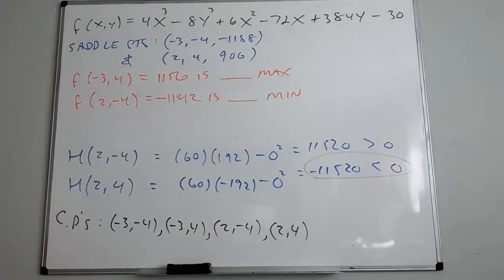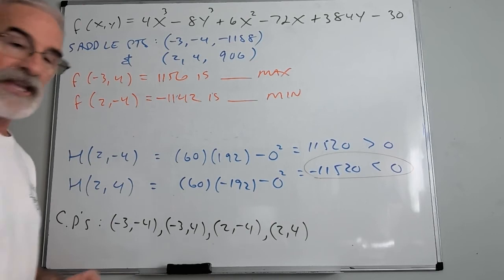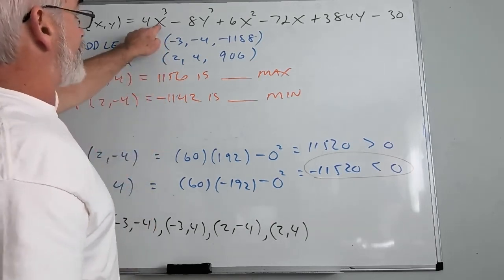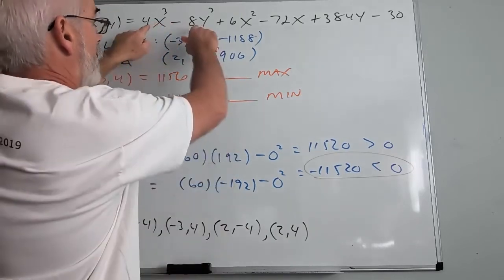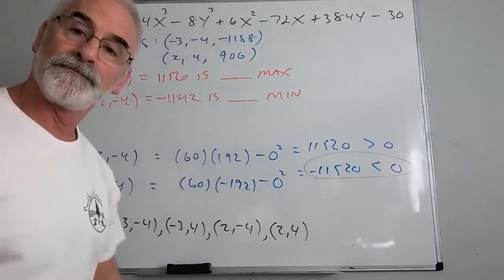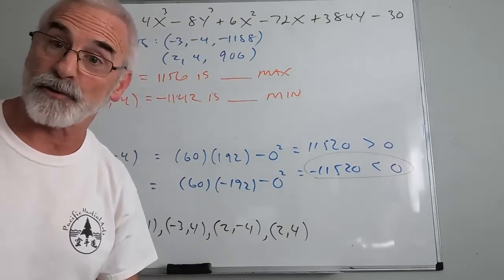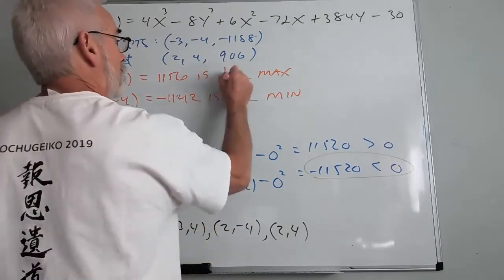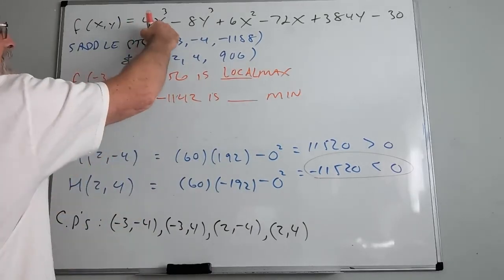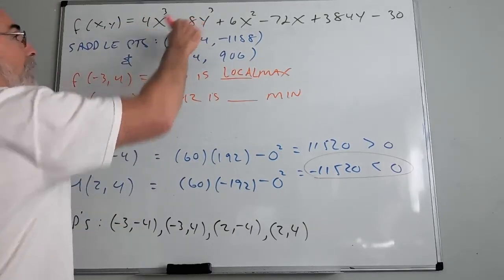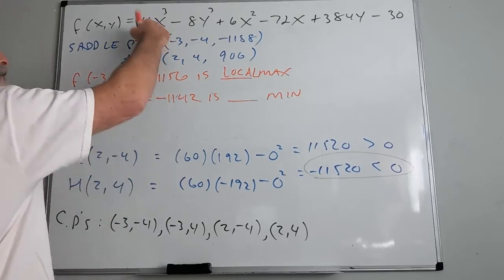Okay, so similar to the last problem, if X is growing positively without bound and at the same time Y is going negatively without bound, then both of these are going up forever. So that means there's no absolute max. So this has got to be local, as is the case most of the time. And then similarly, if X is going negative without bound while Y is going positive without bound, this is going to go down forever.